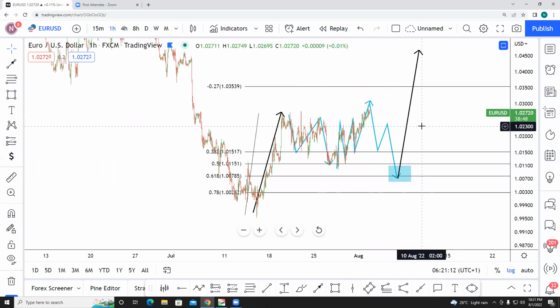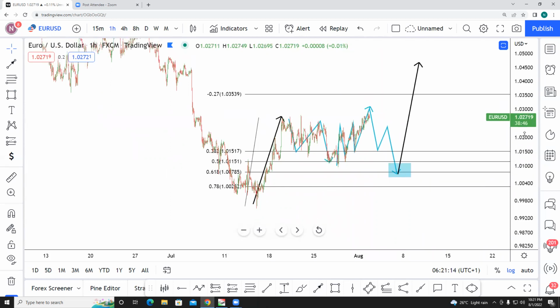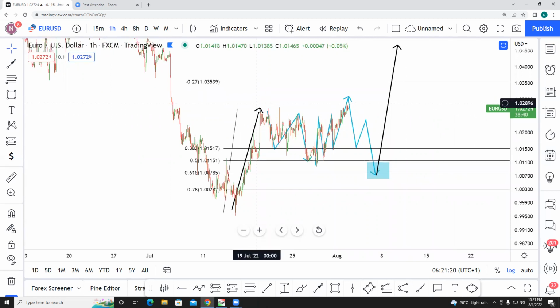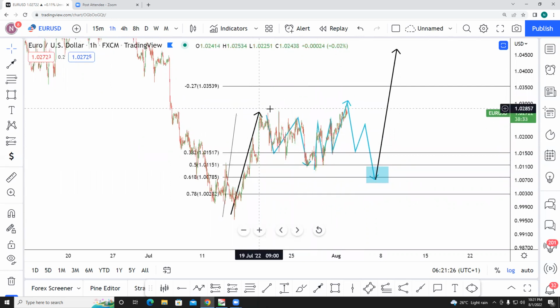So I'm not looking for downside in the majors right now, and any downside we have in the majors now, I want to treat it as a correction of the previous move, for us to have a buy opportunity to the upside. All right, so that is it.